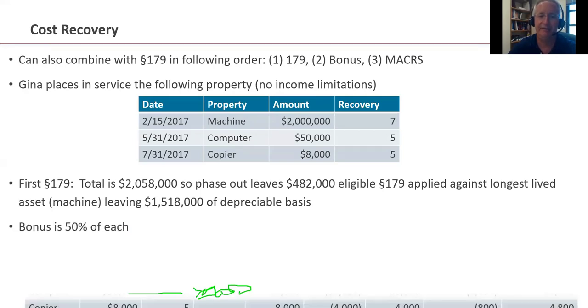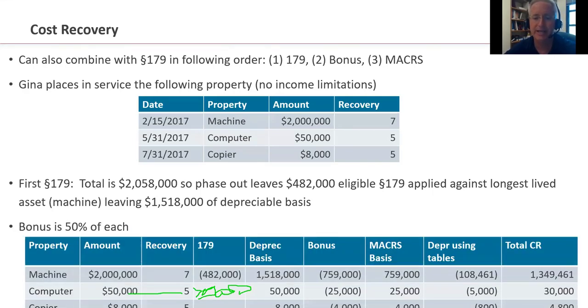Now she takes bonus of 50% on each of those. So here's how that would look in tabular form. There's the machine, $2 million. She's going to take Section 179 of $482,000, leaving depreciable basis of $1.518 million. Multiply 50% times all three assets, take half of them, because again, 2017 rules. The other half is subject to MACRS. And you can see the total cost recovery over there on the right is the combination of 179, bonus, and depreciation, all three. So you could, in fact, take all three in the year.